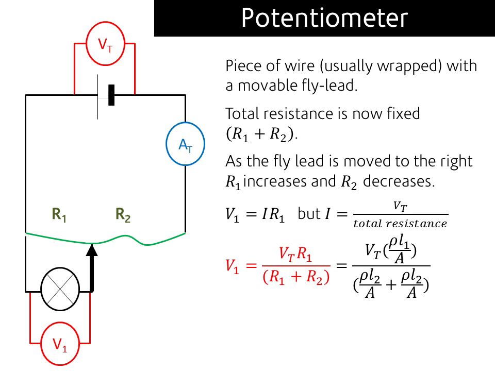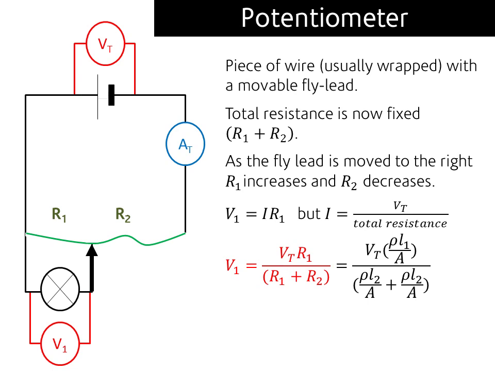Now, if you cast your mind back to resistivity, resistivity, remember, is a property of a material that describes how resistant it is to electrical current. I can remember that resistance equals rho, that's the resistivity symbol, times length divided by area. So I can replace R by resistivity, and L1 indicates the length of the wire to the left of the fly lead, and L2 indicates the length of the wire to the right of the fly lead.